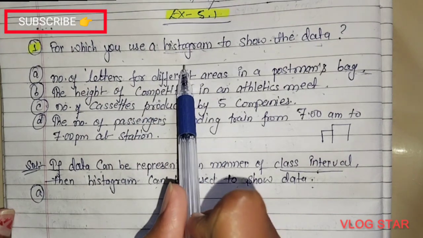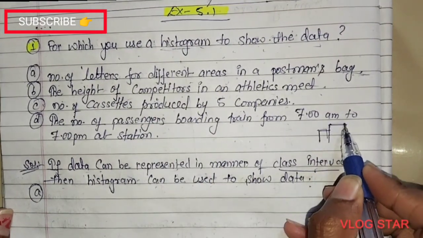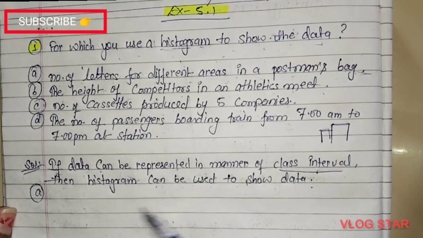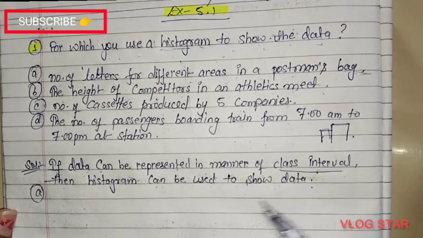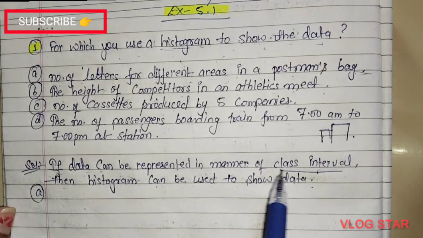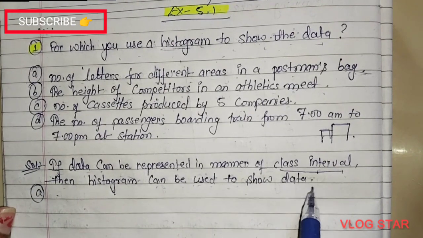In a histogram, when data is represented in intervals, class intervals, then it can be a histogram. If it is not represented in class intervals, then it will not be a histogram. The same is written here: if the data can be represented in the manner of class intervals, then a histogram can be used to show the data.